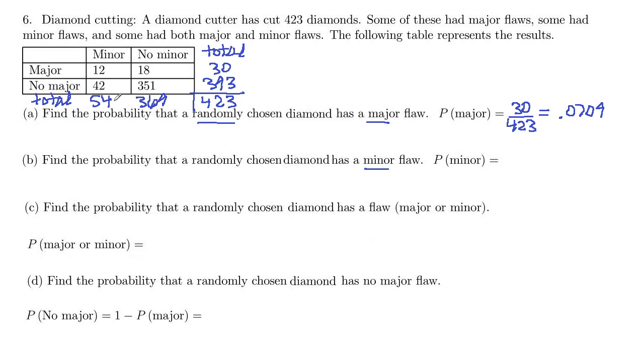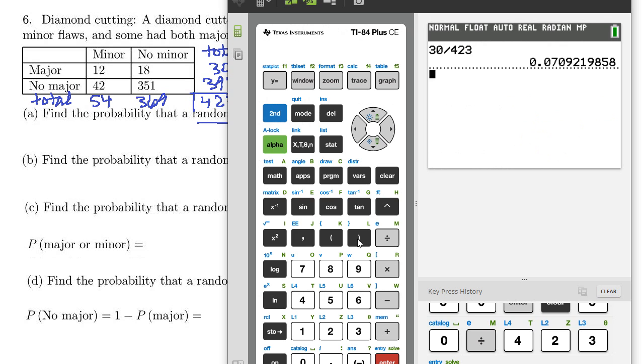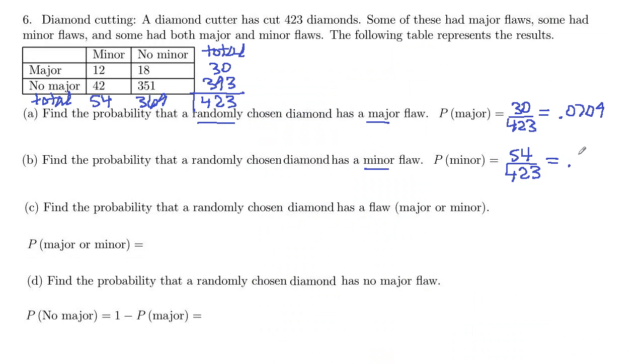Find the probability a randomly chosen diamond has a minor flaw. So minor flaws, total minor flaws are 54. So probability of a minor flaw is desired outcomes, 54 minor flaws out of total outcomes, 423 diamonds to choose from. 54 divided by the 423 is 0.1277. So 12.77% chance.